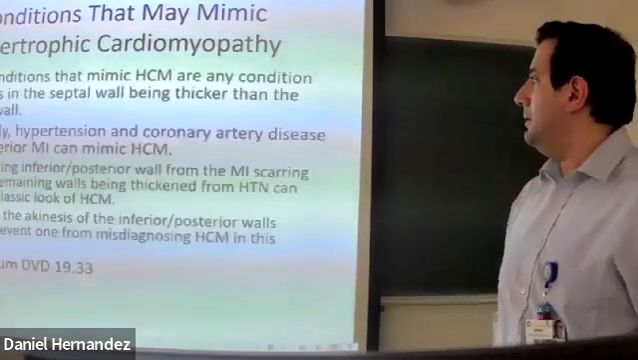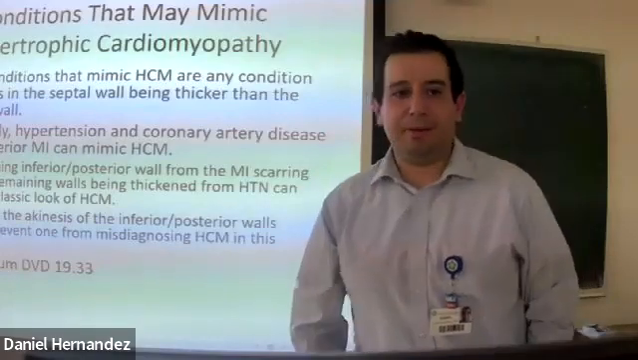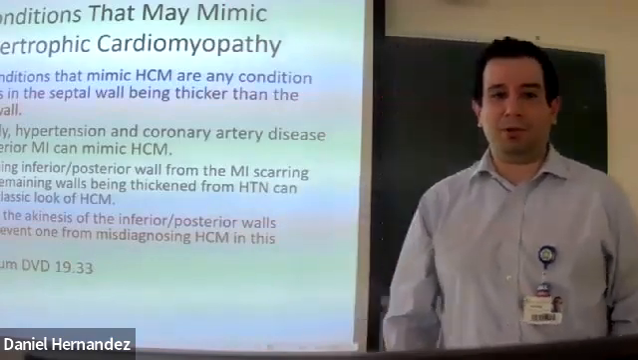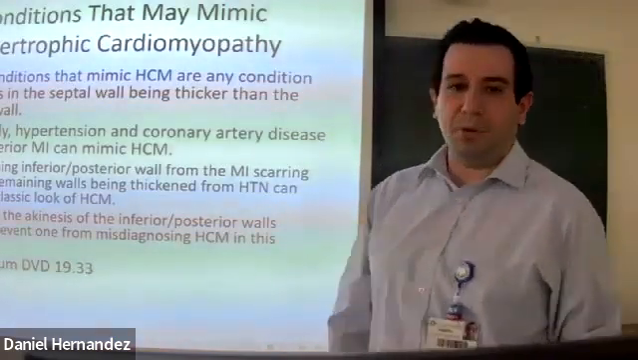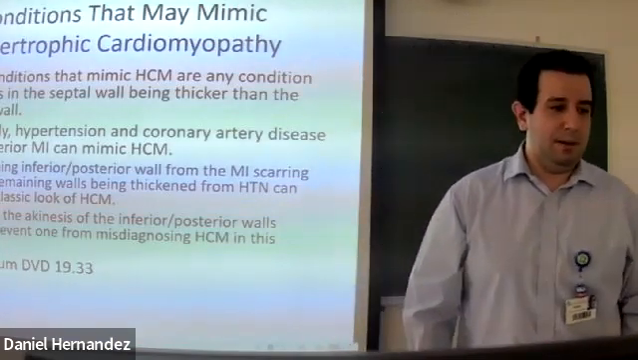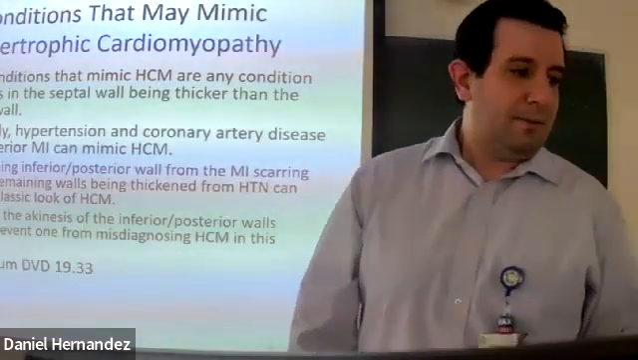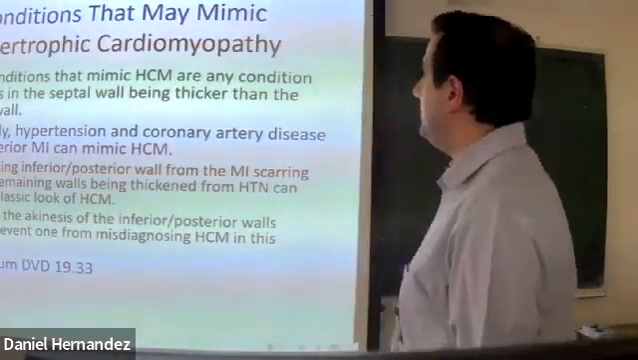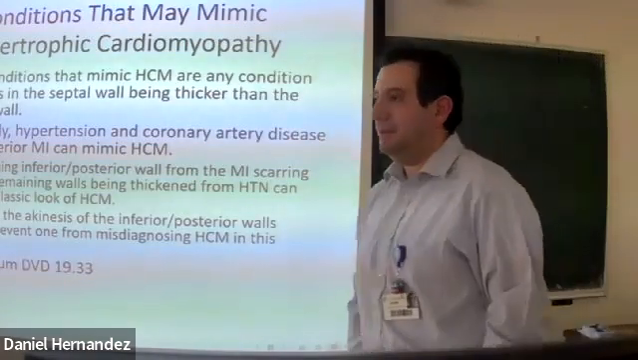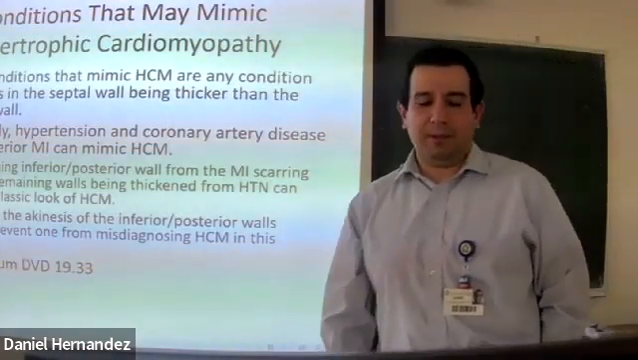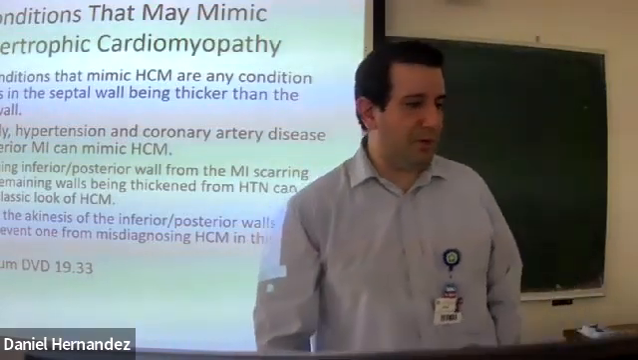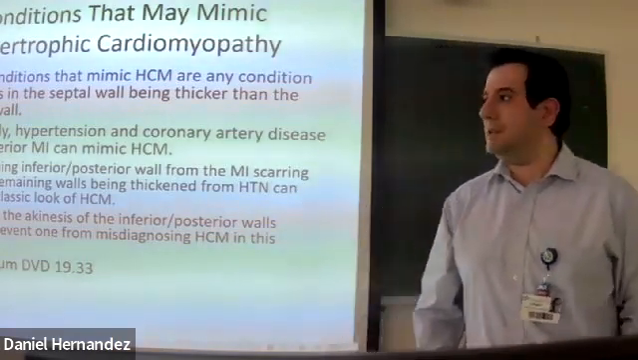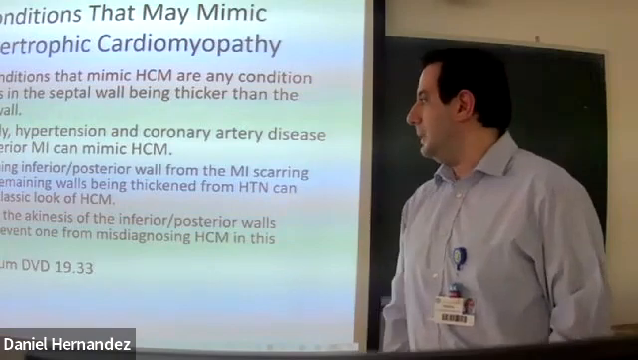Just be cognizant that there are some conditions that can mimic hypertrophic cardiomyopathy, particularly patients that have had a posterior wall infarct, when you're comparing that posterior wall to the septum. Some things that you can see with hypertrophic cardiomyopathy, if there's an LVOT obstruction, would be partial closure of the aortic valve, so that notching of the aortic valve due to the LVOT obstruction.